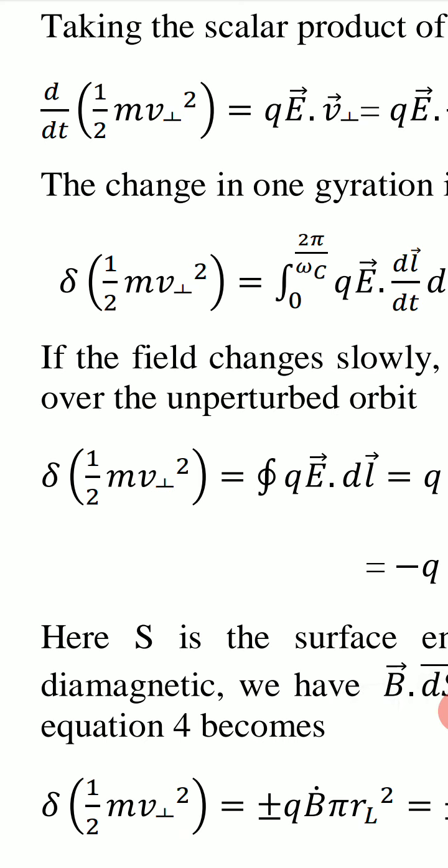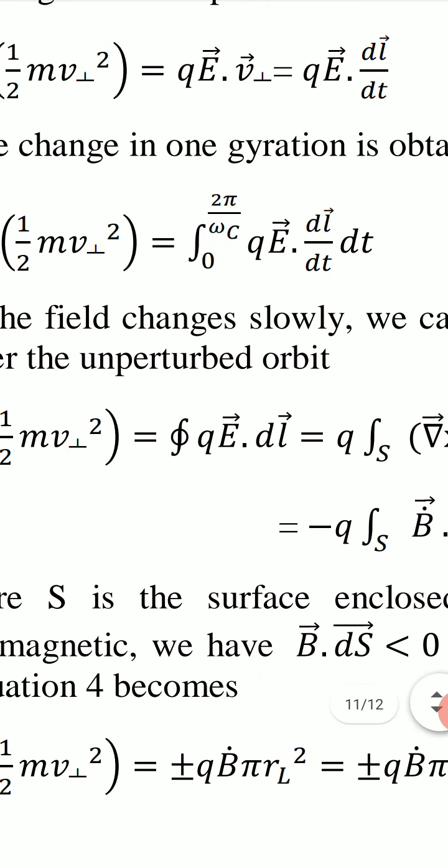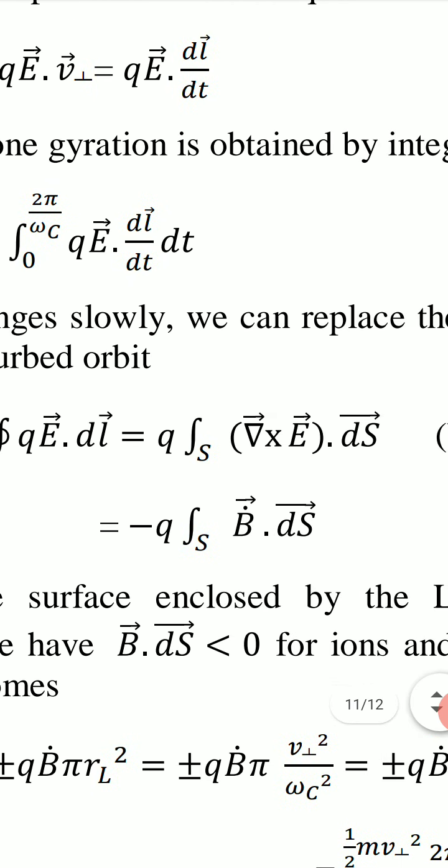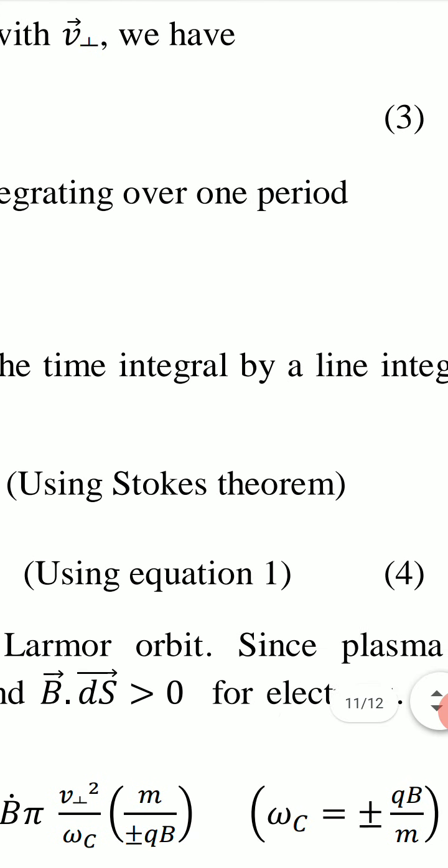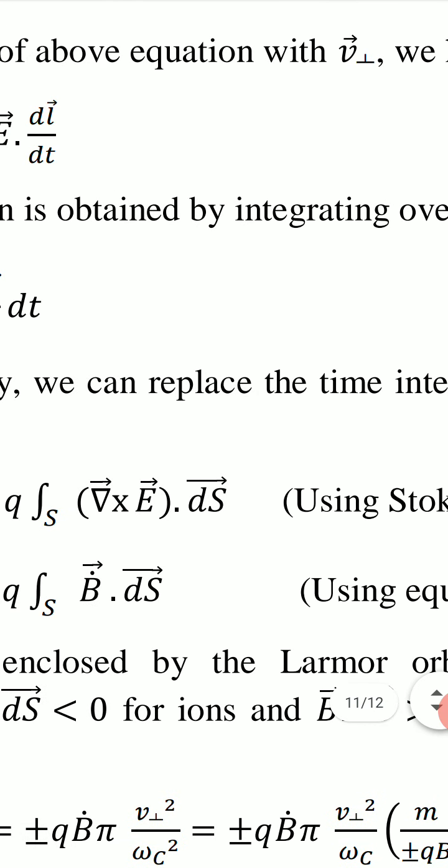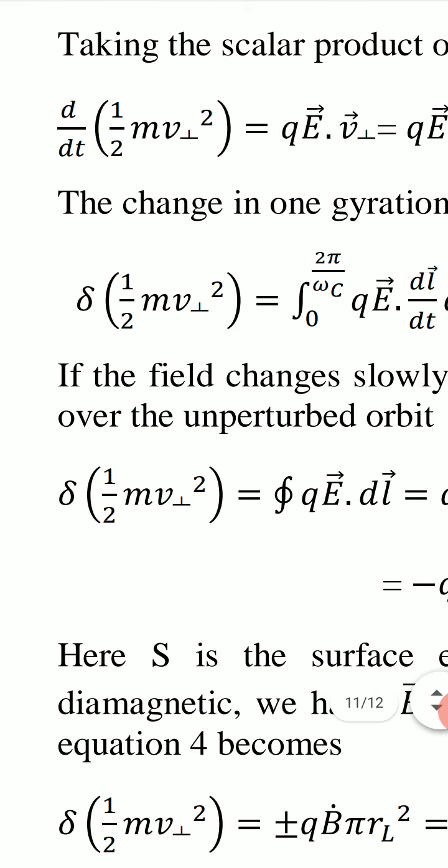Now this half m v perpendicular square is the kinetic energy, half m v square, and d upon dt is its differentiation. The change in one gyration is obtained by integrating over one period. If we integrate this equation for one time period, meaning the time for tracing a complete circle.